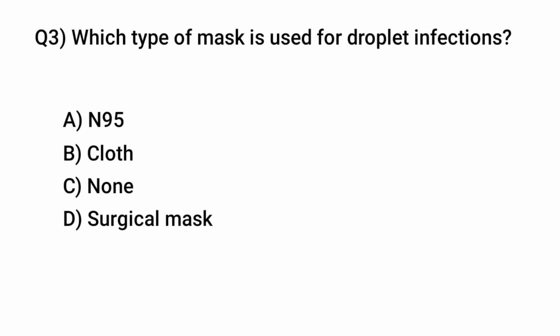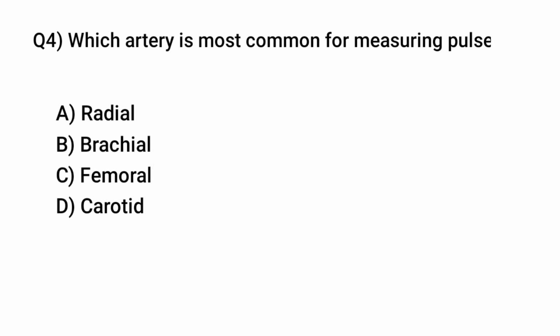Question number 3. Which type of mask is used for droplet infection? Correct option is D. Surgical mask. Question number 4. Which artery is most common for measuring pulse? Correct option is A. Radial artery.